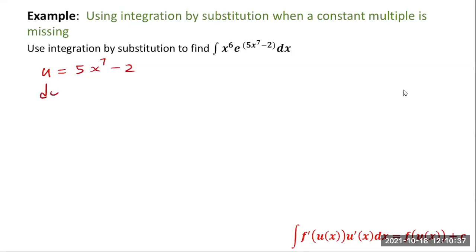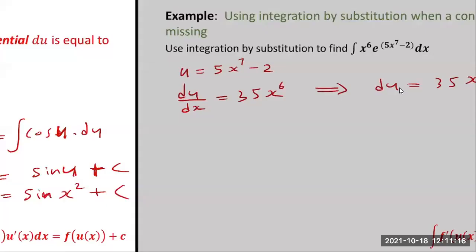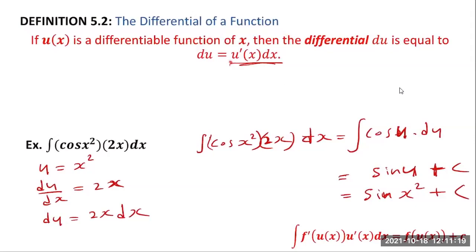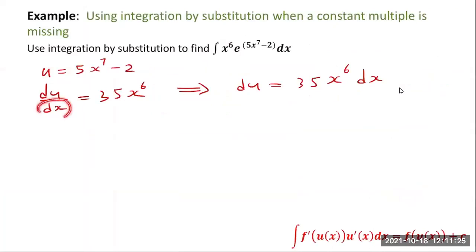That will immediately give me du over dx is equal to 35x to the power 6. This will give me du is equal to 35x to the power 6 dx. You just send this dx to the other side. Or you are simply applying this definition: du is always equal to u prime of x times dx. You can think of that as sending this dx to the other side. That will give me this equation.